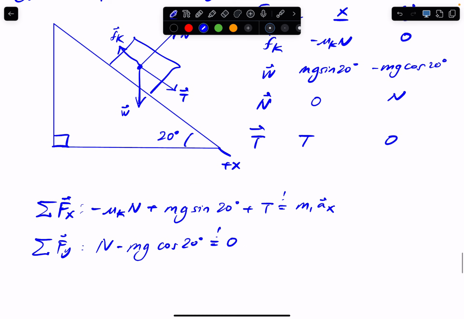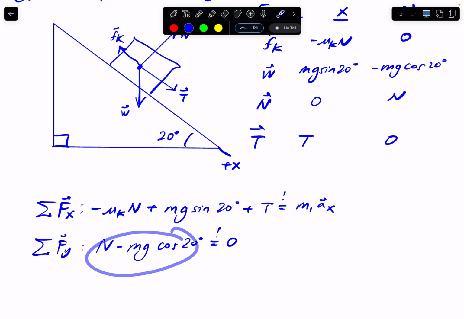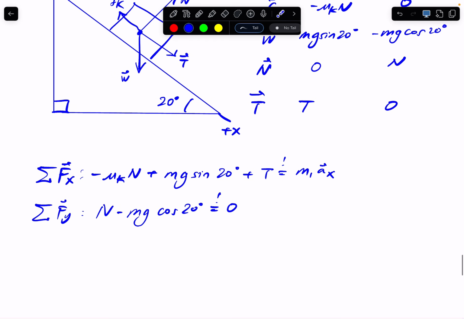All right, here's how to do that. So here we're going through the full steps, right? We're writing F of x and F of y. In truth, for these problems, the F of y equation is only useful to give you the normal force. So if you're really fast about it, you could directly just write negative mu k times mg cosine 20. If you're comfortable doing that, that's totally fine. But if you don't, you can always go through this process, and then solve, substitute, and isolate.